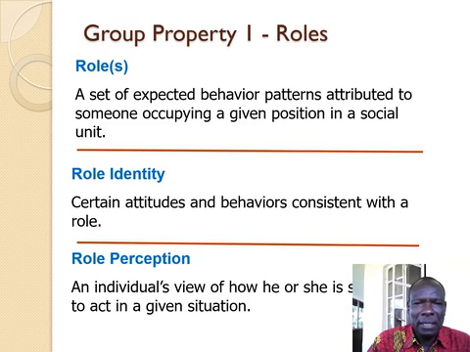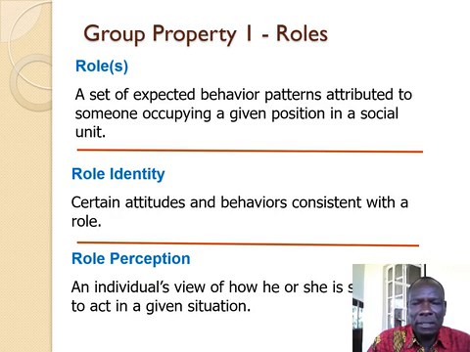There are people we call diplomats. Once you are a diplomat, you behave diplomatically. If you are a vagabond, we also expect you to behave like a vagabond. Every role you assume in a group has an identity.